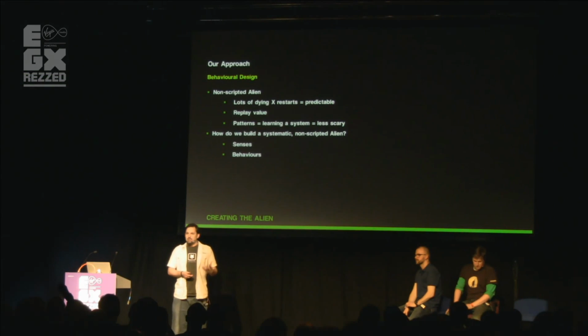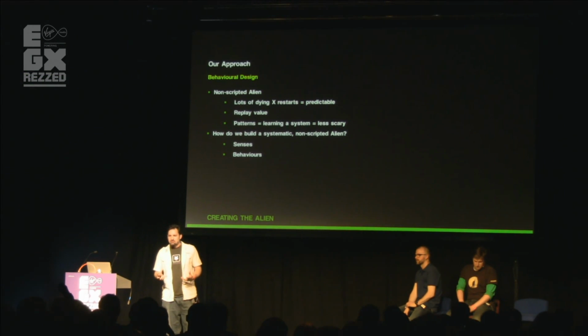So we needed to build a systematic, non-scripted alien. And the way we did it, with the work of our programmers and the AI team, they developed a sense-based creature that would react to light in the world, it would react to movement, and also it would sense sound and perceive that in certain ways. We then needed behavior sets that would drive that in an intelligent way.